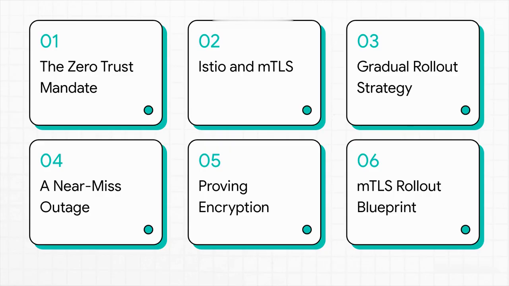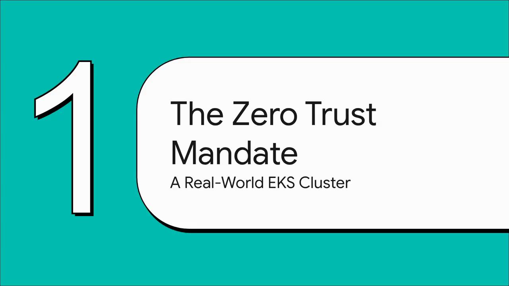The real meat of this is the gradual rollout strategy. This is key, and I've got a great near-miss story that shows why it's so important. After that, we'll cover how you can actually prove to your security team that it's working. And we'll finish up with a clear blueprint you can pretty much take and run with. Okay, let's kick things off with the big challenge, that zero trust mandate. And we're talking about how to do this in a messy, real-world EKS cluster, not some perfect lab environment.